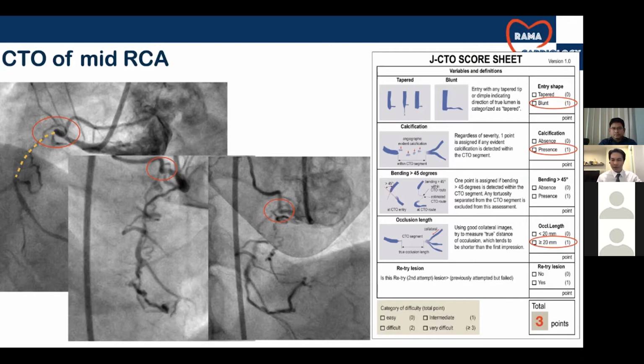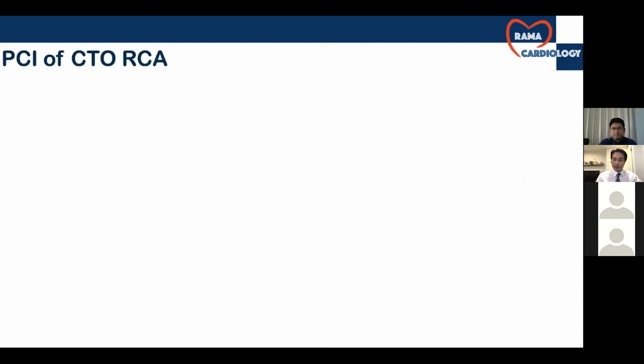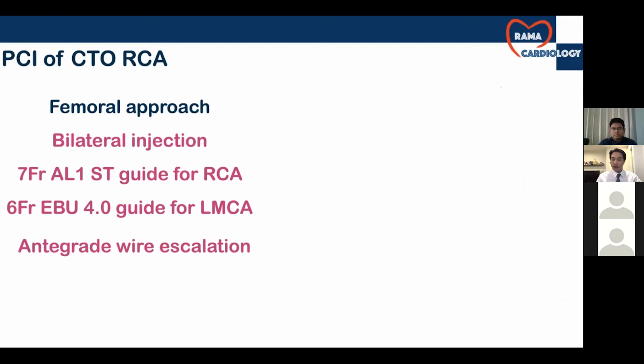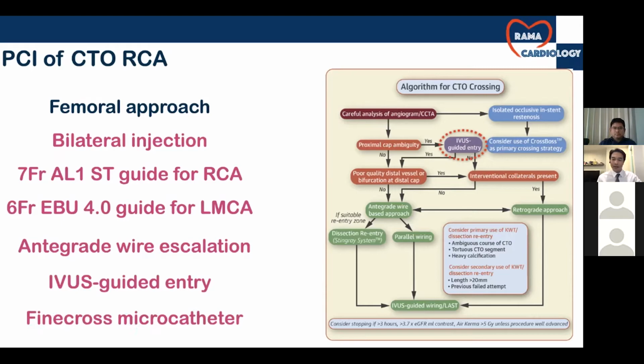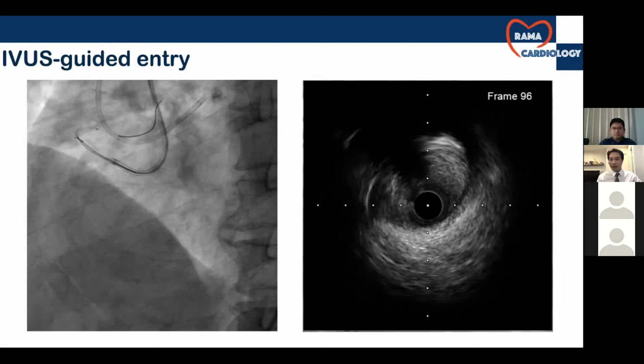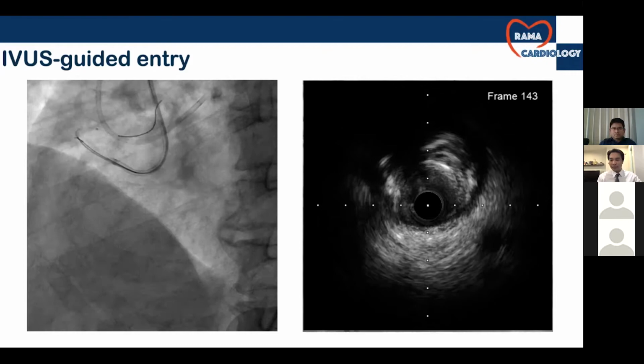The CTO length, I think, is more than 20 millimeters. For the approach, I used bilateral injection, using 7 French on the right and 6 French on the left. I planned to do antegrade wire escalation, but you see the proximal cap is ambiguous. It's mandatory to use the IVUS-guided entry. So I used the IVUS-guided entry because there is an RV branch at the proximal end of the CTO segment. This is the IVUS running from the RV branch. You can see the proximal cap should be around here. Okay, so I confirmed with the IVUS.